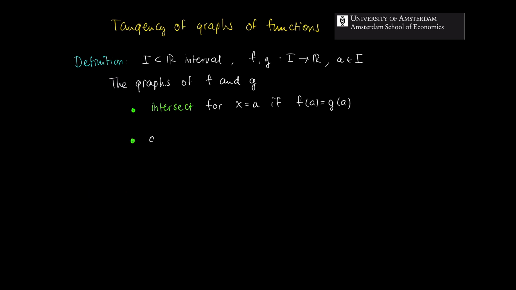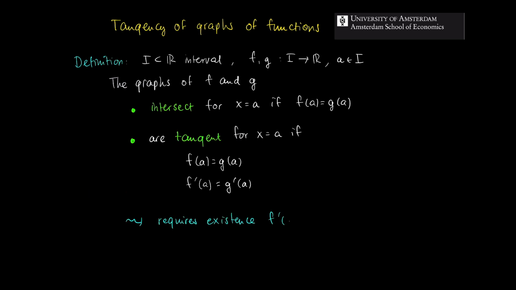Moreover, we'll say that the graphs of f and g are tangent for x equals a if not only the function values are the same, but also the first order derivatives. Of course, this requires the derivatives to exist.